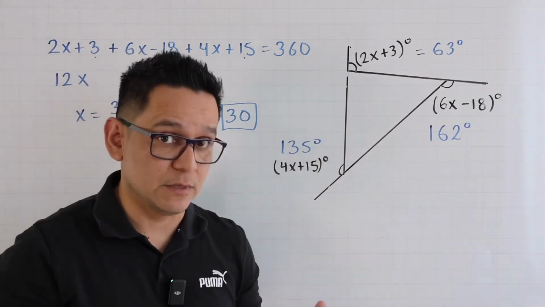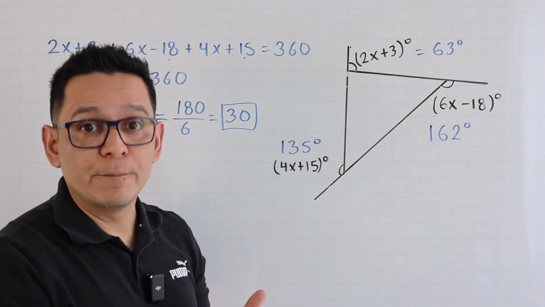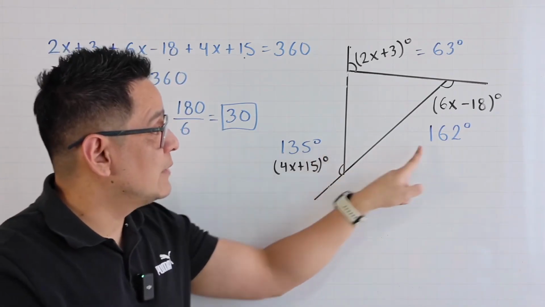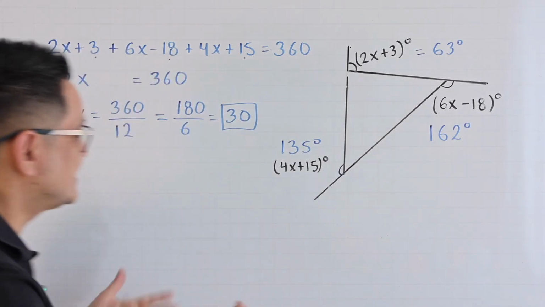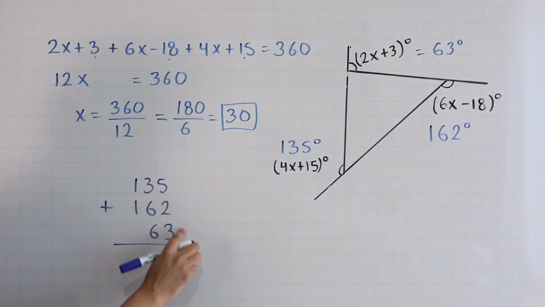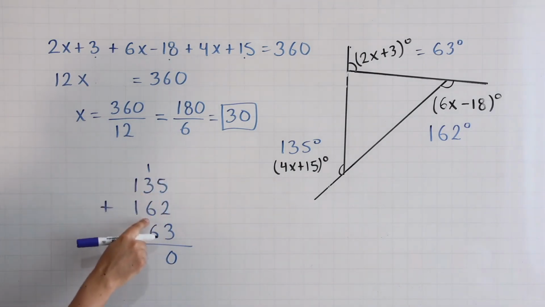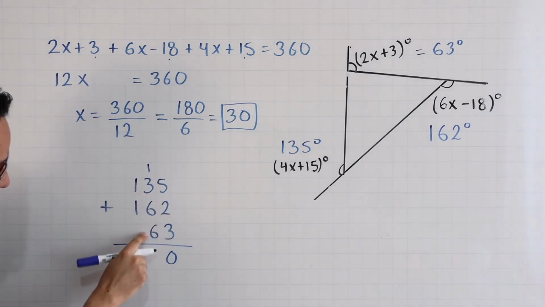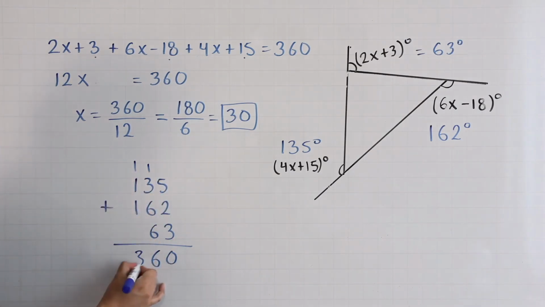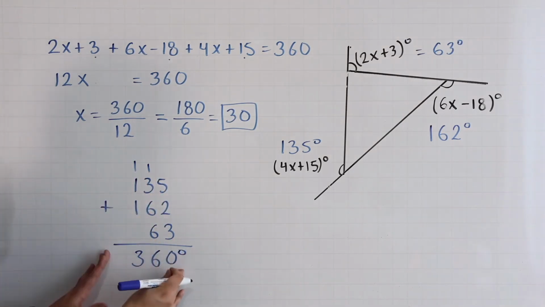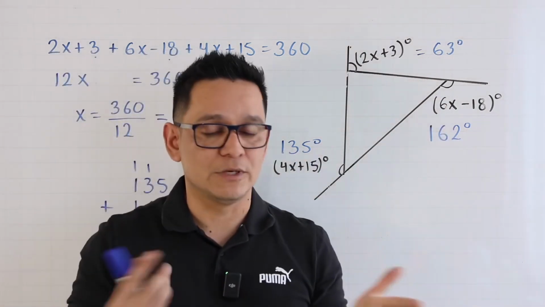We're done. But before that, just in case we made a mistake somewhere, let's check. It should be that when we add these 3 angles, we get 360 degrees. So let's do it. 5 plus 2 is 7, and plus 3 is 10. Carry the 1, 1 plus 3 is 4. Plus 6 is 10, and plus 6 is 16. Carry the 1, and here the total sum is 3. I'm getting 360 degrees. This means what we did is correct, and that's it.